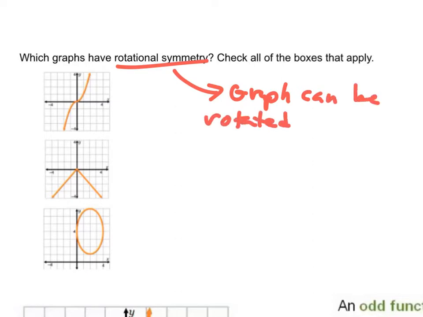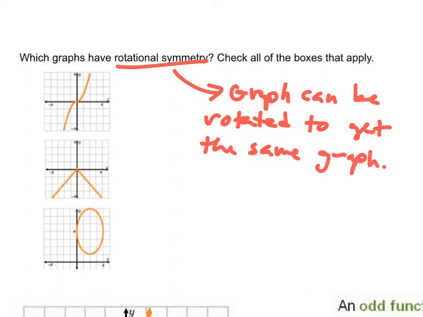Graph can be rotated to get the same graph. Okay? And so we want to take a look at each of these, and we want to determine which ones of these have rotational symmetry. The ones that have rotational symmetry are the first one and the third one. The second one does not have rotational symmetry.